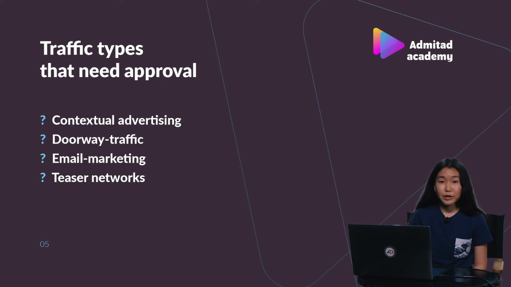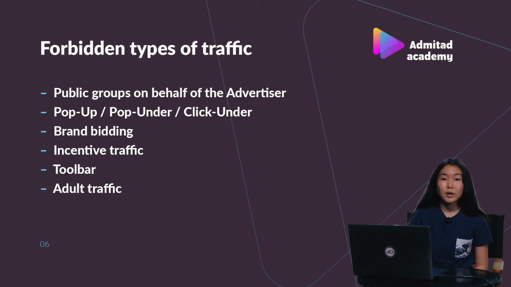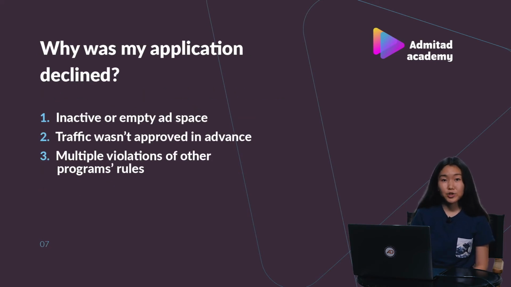Types of traffic that require approval are contextual advertising, doorway, email marketing, and teaser networks. You can request approval either before or right after you apply for the program. You can do it through the ticket system or through your personal manager if you have one. We recommend you to do it as soon as possible because otherwise your application can be declined. The forbidden types of traffic are public groups on behalf of the advertiser, pop-up, pop-under, click-under, brand bidding, incentive traffic, toolbar, and adult traffic.